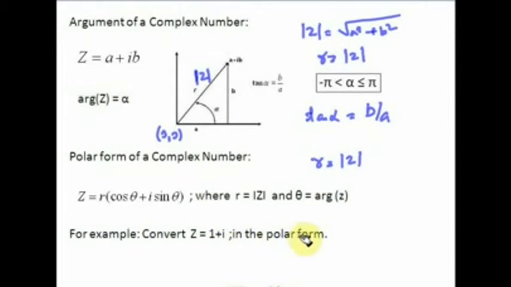For example, convert the point 1 plus iota into the polar form. Given z is equal to 1 plus iota. This is given in the argand form. We have to convert this into the polar form.